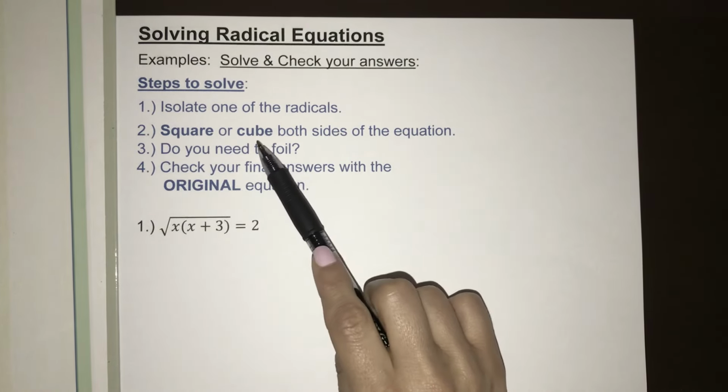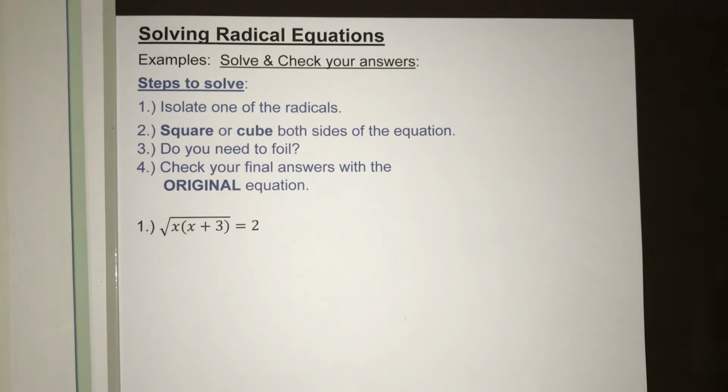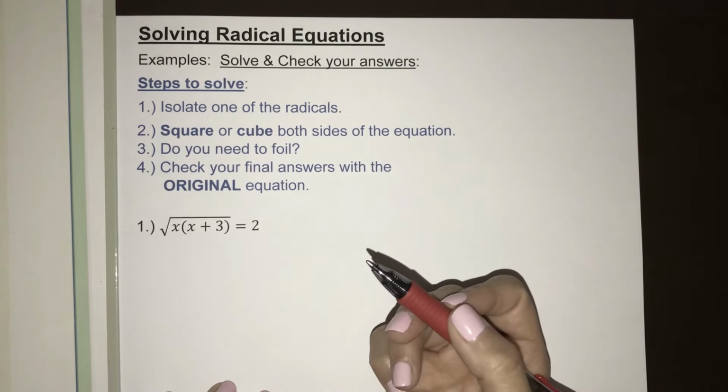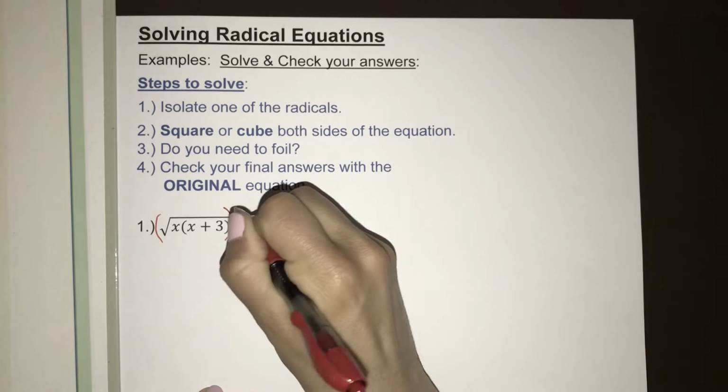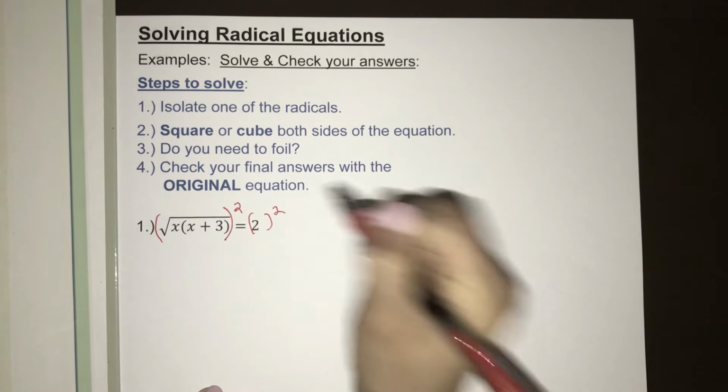Step 2, square or cube both sides of the equation. For the examples in this video, I've given you square roots and cube roots, but you could have other roots as well. Basically, take a look at the index of your radical, and that will tell you what to do to both sides. Since this is a square root, the index is 2, so I just square both sides. If it was a cube root, I would cube both sides, and so on. I raise both sides to the second power.